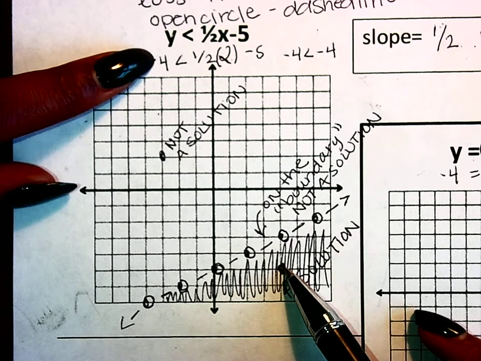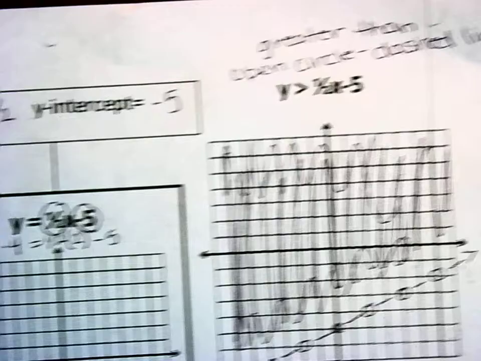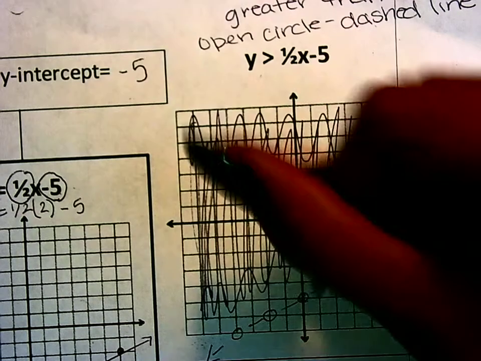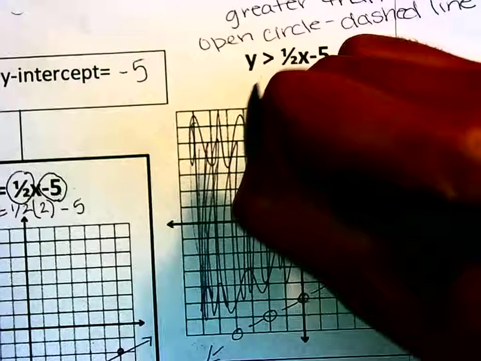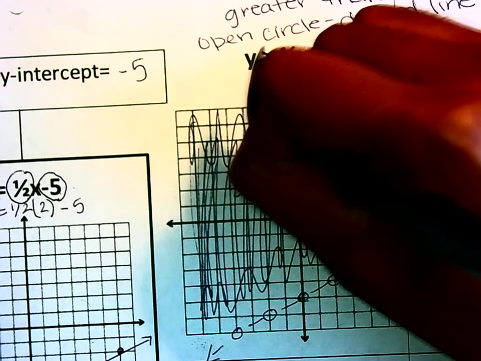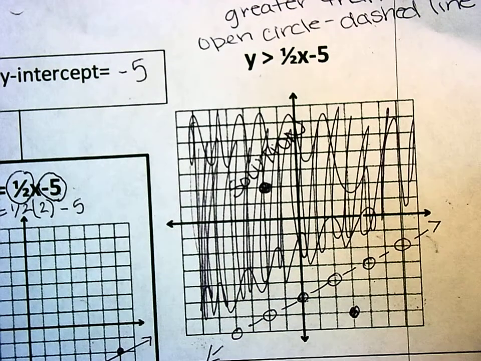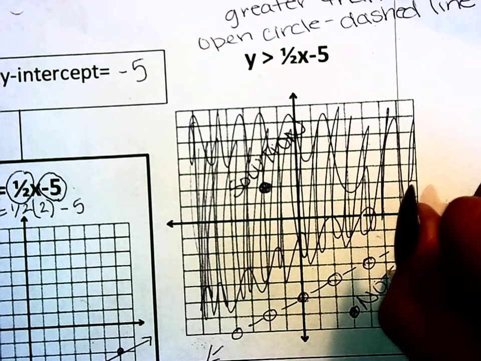To my equation, that will become true. Okay? Same thing on this side. What kind of point is this? Solution, not a solution? Solution. Good. What kind of point is this? Not a solution.